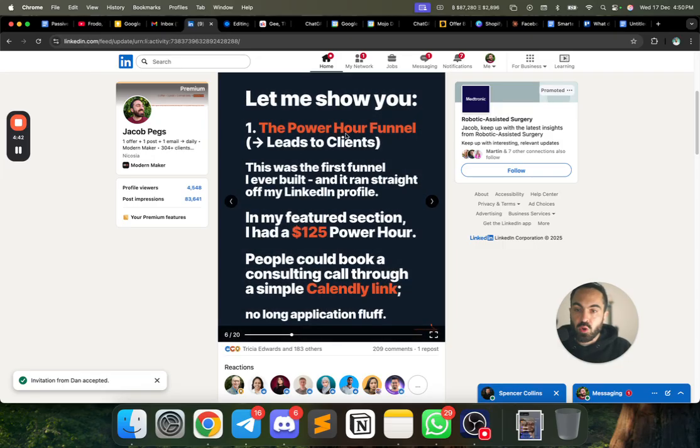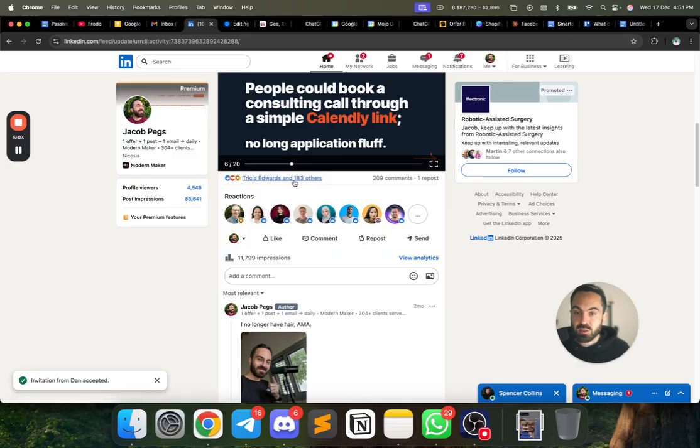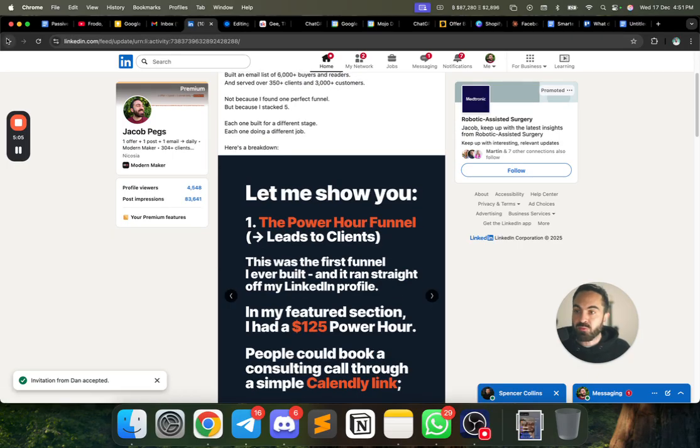Now, let me show you the Power Hour funnel. Brilliant. So I'm going to take, let's say, this concept of the Power Hour funnel, come back to my list and go, Power Hour funnel, the $125 funnel with Ascension. And I already know what that is for repurposing. I know that's going to be good because it was in my top performers.